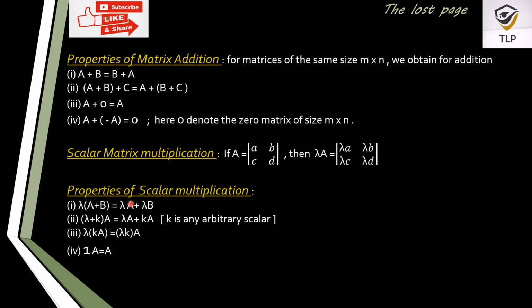Now, properties of scalar multiplication. First property is lambda into A plus B equal to lambda A plus lambda B. Second property is lambda plus k into A equal to lambda A plus kA, where k is any arbitrary scalar. Third property is lambda into k into A equal to lambda k into A. And fourth property is 1 into A equal to A.